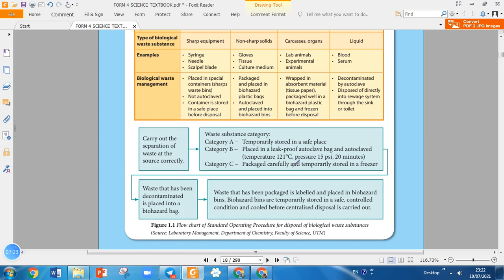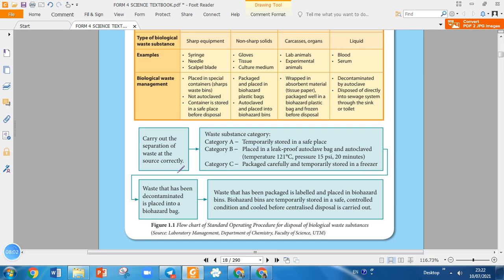For all the waste substances here, we have to carry out the separation of the waste at the source correctly. You categorize them: category A is temporarily stored in a safe place. Category B, you can place in a leak-proof autoclave bag at autoclave temperature 121 degrees Celsius or pressure 15 pounds per square inch, for 20 minutes. This is under certain pressure adjustment. Category C, package carefully and temporarily store in a freezer.